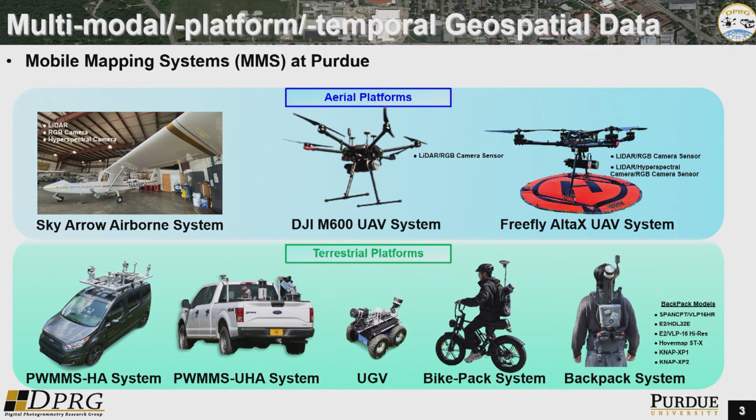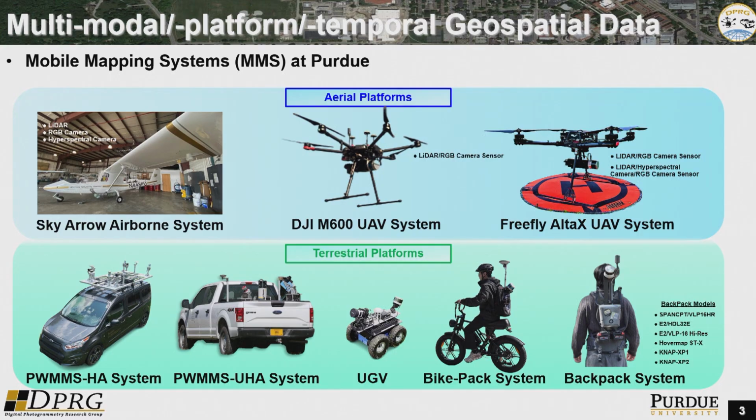This is a plug for what we are doing at Purdue. We are quite active in developing new platforms for data collection. I'll start from the bottom. At the bottom, we have the suite of terrestrial LiDAR systems and imagery as well. We have two wheel-based mobile mapping systems with different grades of navigation and LiDAR units. We have the uncrewed ground vehicle equipped with LiDAR and imagery. And we have the backpack unit that can be either carried while walking, or mounted on a bike pack or an ATV.